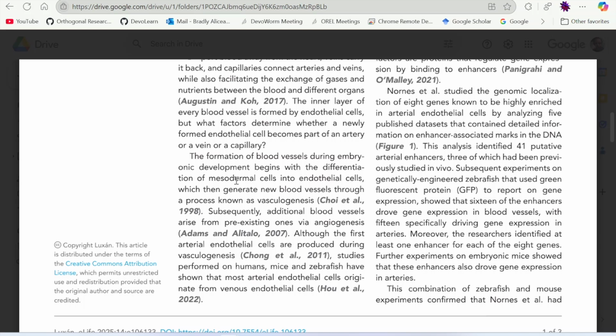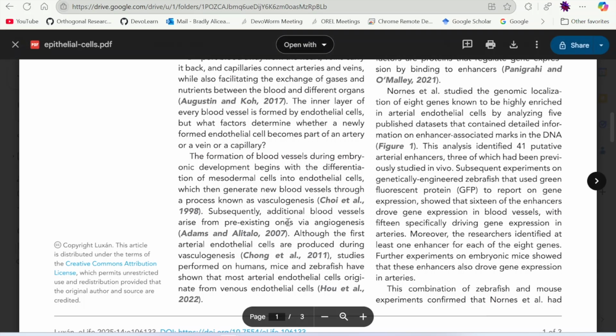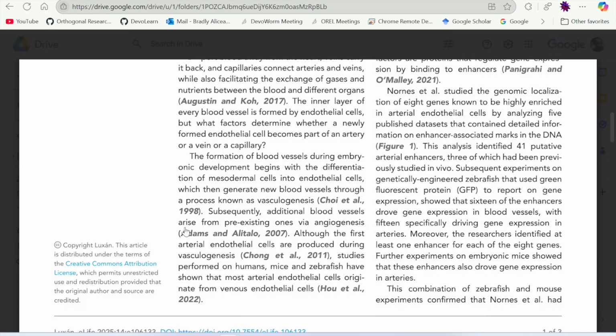So we have one of the 3 germ layers, and those cells from the mesodermal cell layer basically differentiate into endothelial cells. This allows for new blood vessels to be generated through a process known as vasculogenesis. And so there's a citation, Choi, 1998, that talks about vasculogenesis and reviews that system. Subsequently, additional blood vessels arise from pre-existing ones via angiogenesis.